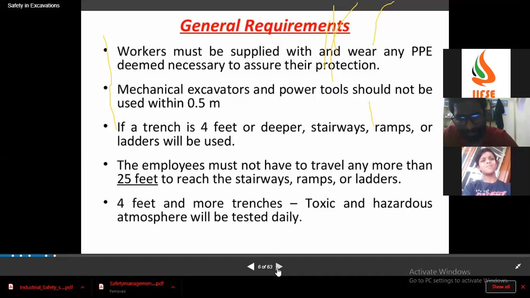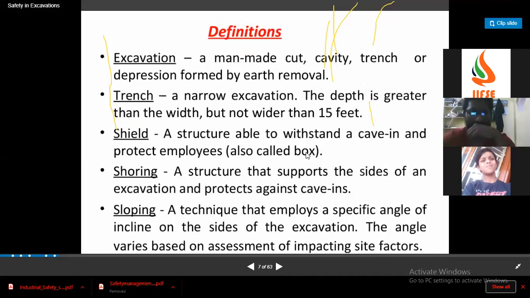half a meter. Okay, they should not be used within half a meter, because if you are digging a half meter excavation, you need not use the mechanical excavator. You can dig by hand. Okay. Fine. See, these are the basic definitions I would like everyone to understand.